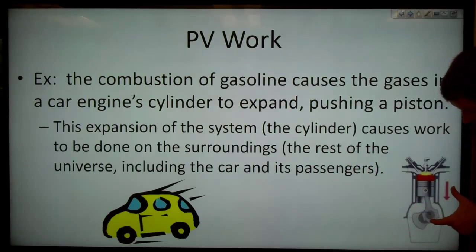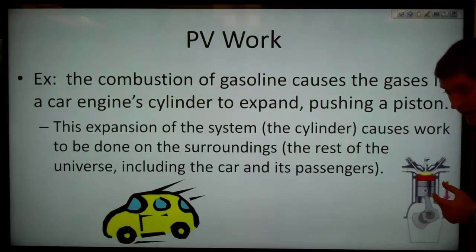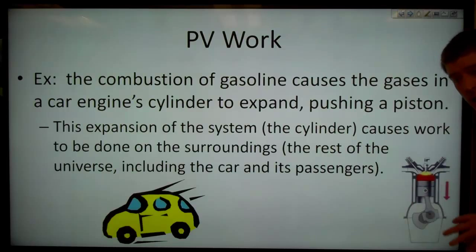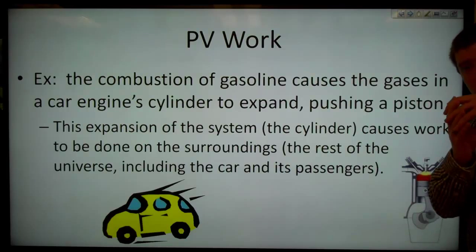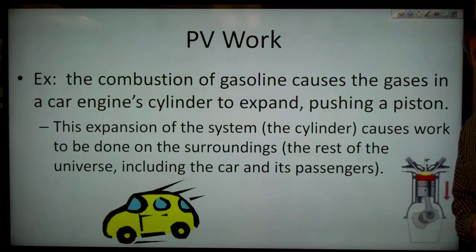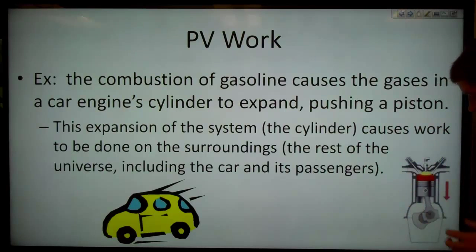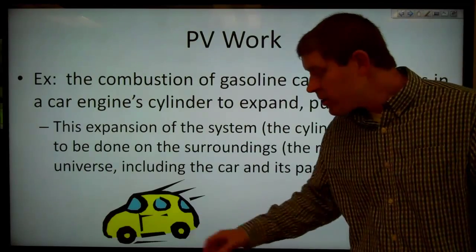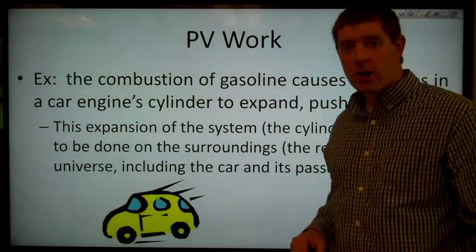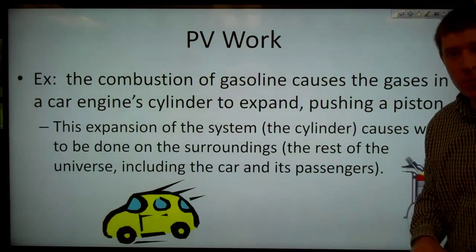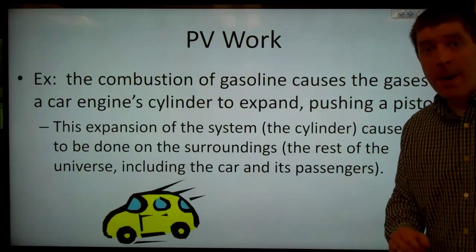So we have some cylinder, it contains some gas, some combustible gas and oxygen mixture beforehand. We light a spark in there, it combusts, that increases the pressure, it expands the volume inside the cylinder, the piston moves down, that piston moves, turns a shaft, that eventually turns the wheels of the car, that pushes the car along the road, moving the car and its occupants. So we've got some mass being moved.